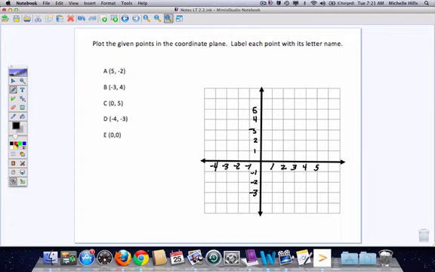Now I'm going to change the color because with this big, really thick black x and y axes, it's kind of hard sometimes to see any dots on top of them. So now I'm going to plot my points.